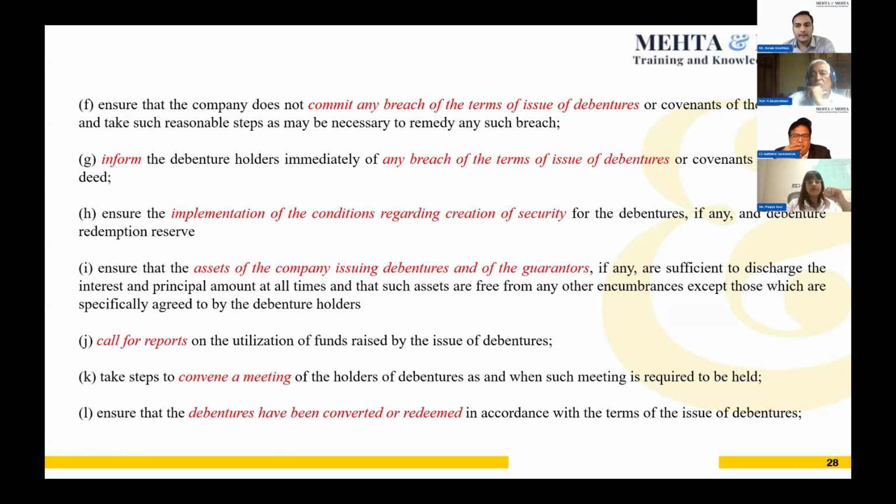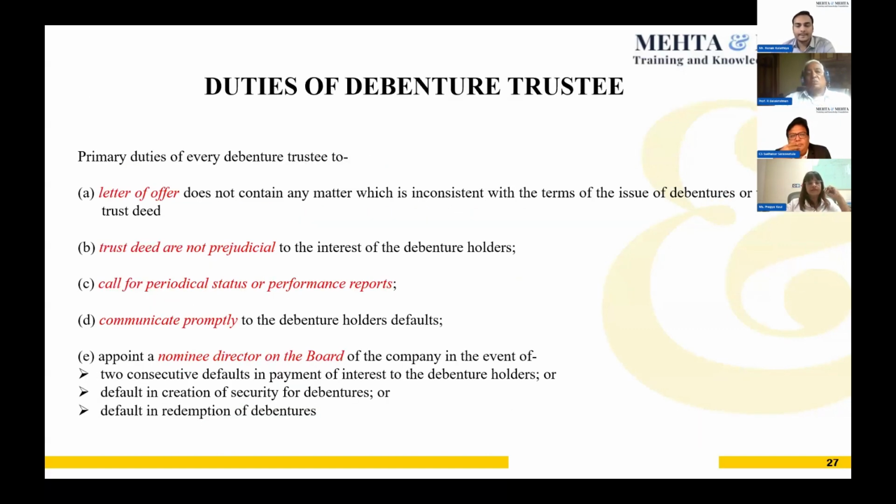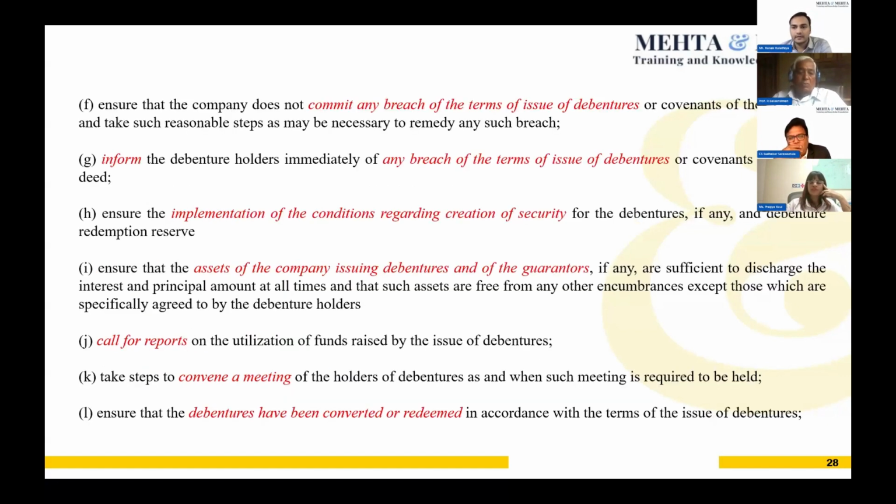Can you just go back to the previous slide? Yeah. So on the point of appointing a nominee director, the trustee and the company have to ensure that there is a provision in the articles of association for appointment of nominee director in case of default. You can proceed.